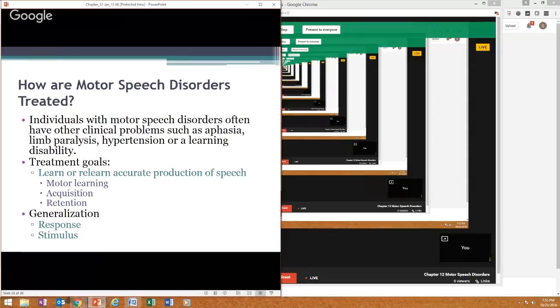Next, we'll look at how motor speech disorders are treated. Individuals with motor speech disorders often have other clinical problems, such as aphasia, limb paralysis, hypertension, or a learning disability. Treatment goals will be to learn or relearn accurate production of speech. In doing that, we will be looking at motor learning, acquisition, and retention.